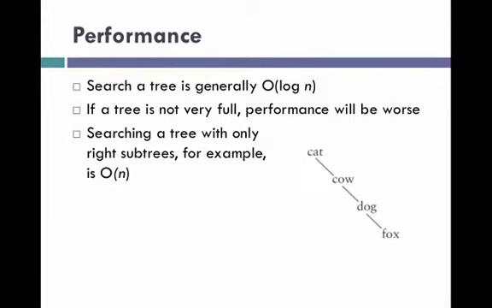So searching a tree is generally an order log n operation, and if a tree is not very full, performance will be worse. In a worst case scenario where a tree only consists of right subtrees, it'll approach order n. But if the tree is a full tree or very close to it, then we'll approach our order log n performance.